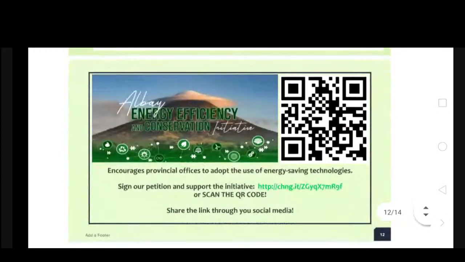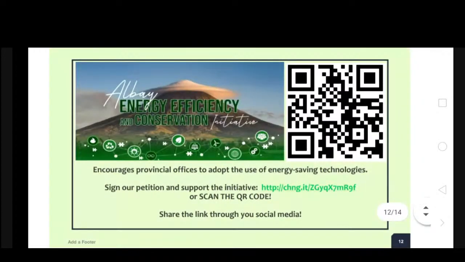So I will also take this opportunity to share this initiative for energy conservation. This is the Albay Energy Efficiency and Conservation Initiative. This encourages the provincial offices in the province of Albay to adopt the use of energy saving technologies. So I would like to encourage everyone to help us by signing the petition, support the initiative by clicking this link or scan the QR code, so that will be faster. You could also share the link through your social media.